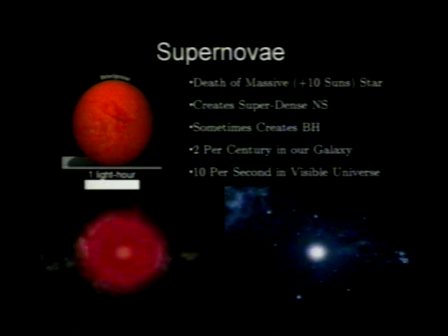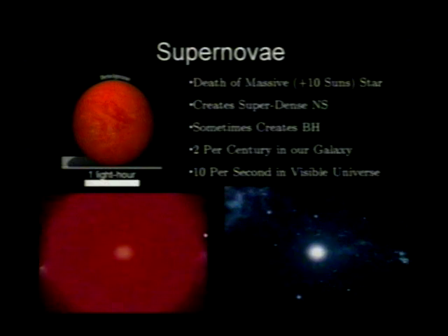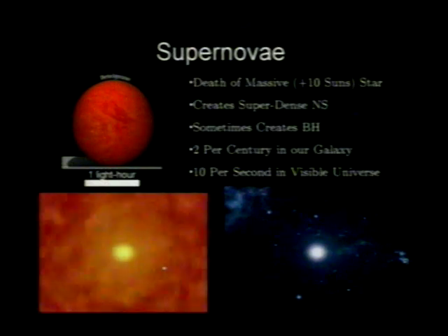There's about 2 per century in our own galaxy. And we're looking for them constantly. And about 10 per second in the visible universe. So it's quite a frequent event. So here we have, say, Betelgeuse. It's about 1 light hour in size. And I'm going to show you a little movie here, let's say this one, which shows the formation of the supernova event. So what we're going to do is zoom in again into the central region of the star.